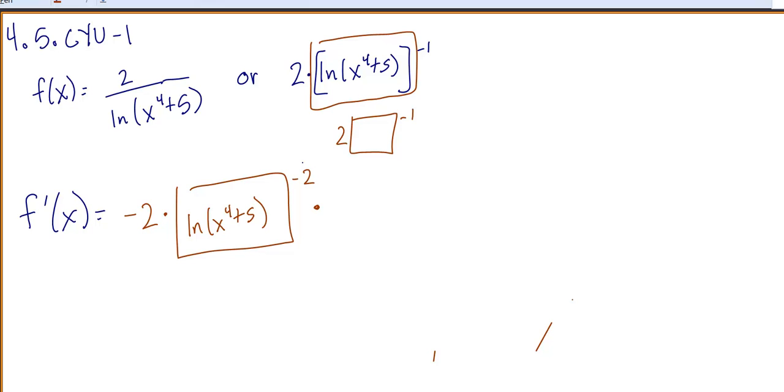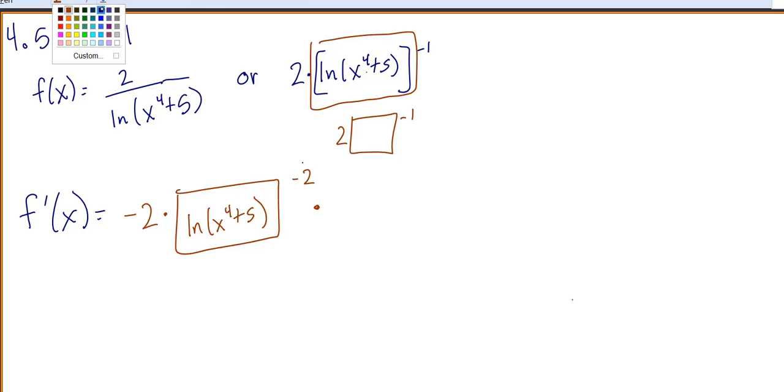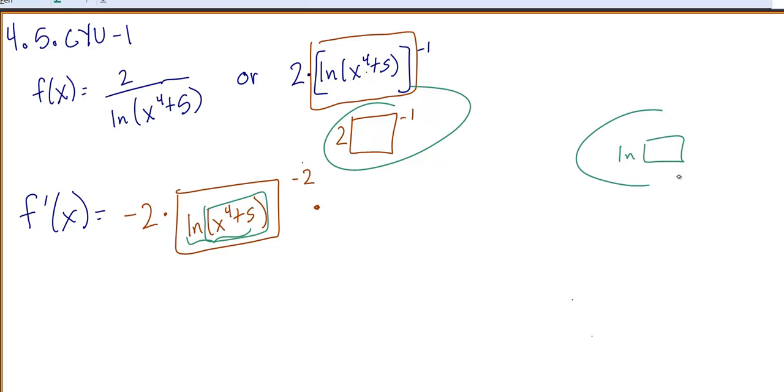Times, now we need to do the derivative of what's inside the box. So I look inside the box. I have this natural log of x to the 4th plus 5, and now I need to take the derivative of that. But that looks like I need to do the chain rule again. Specifically, I need to put a box around everything inside the natural log. So now it's like we're doing natural log of a box. This was our step 1, and this is our chain rule step 2.